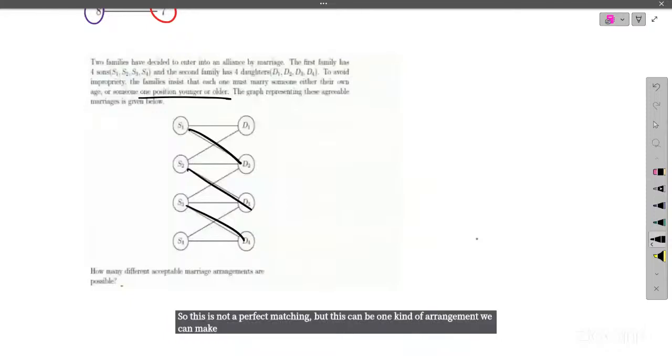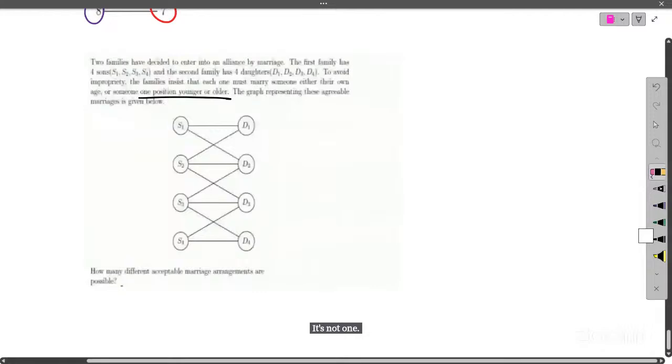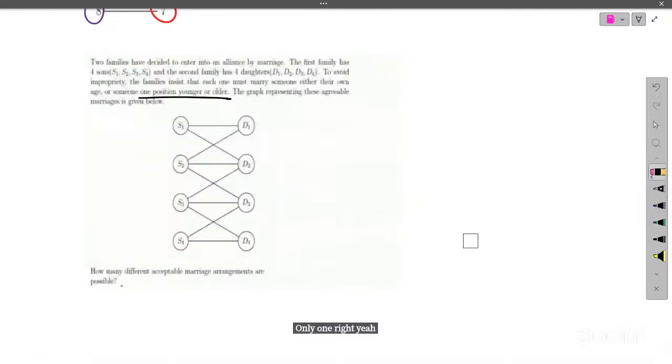So the perfect match is only one, right? It's not one. Ma'am, only S1 D1, right? In all the other arrangements, someone will miss out. But one is possible, right? S1 to D2 and D1 to S2.